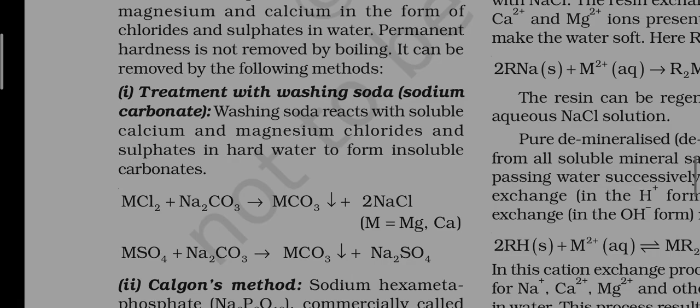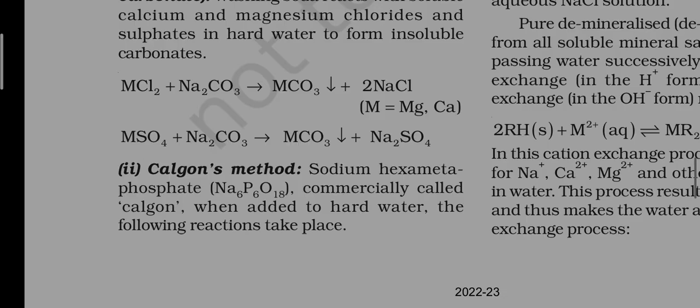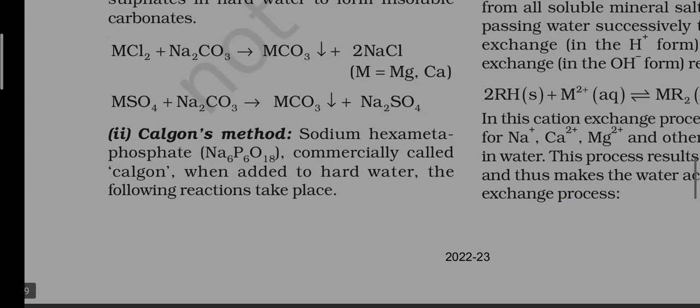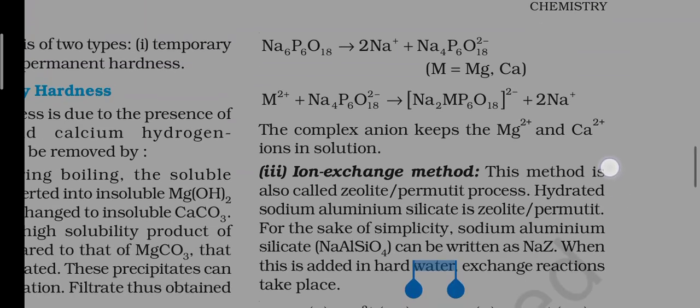First is treatment with washing soda. Washing soda reacts with soluble calcium and magnesium chloride and sulfate in hard water to form insoluble carbonate. Next is Calgon's method. Sodium hexametaphosphate, commercially called Calgon, when added to hard water, the reactions take place. The complex anion will form which keeps magnesium ion and calcium ion in solution.